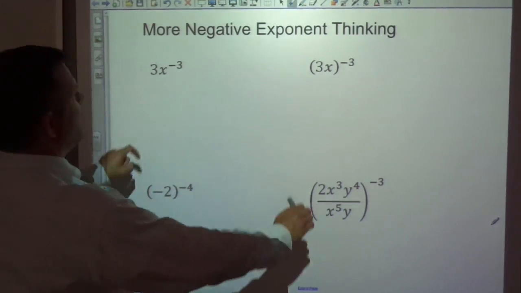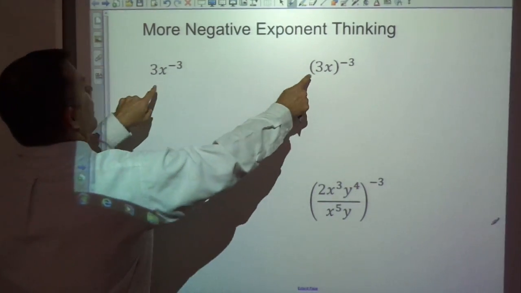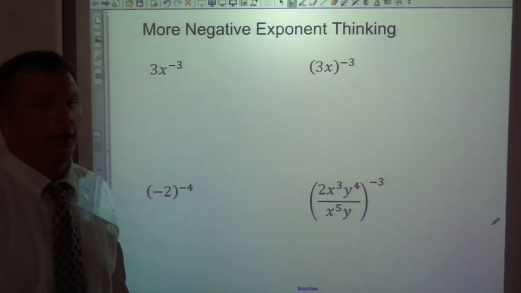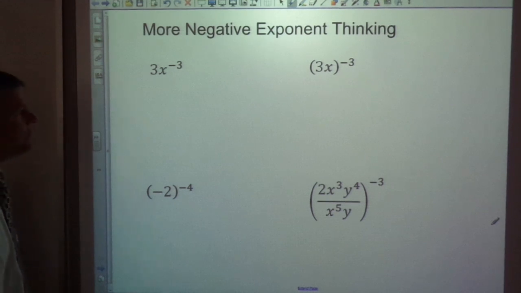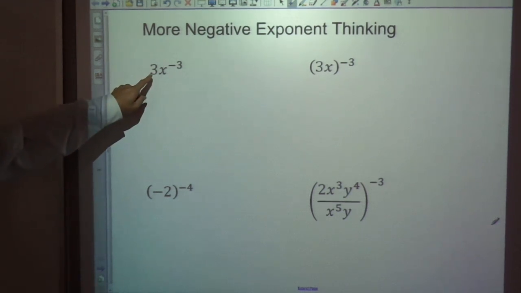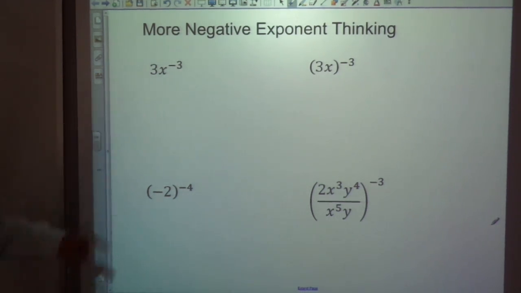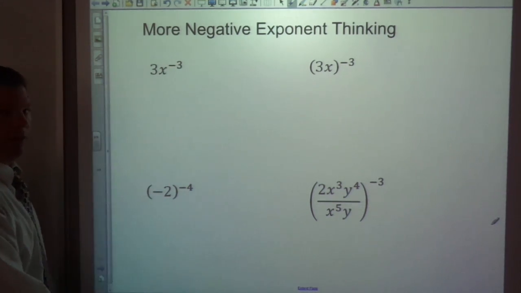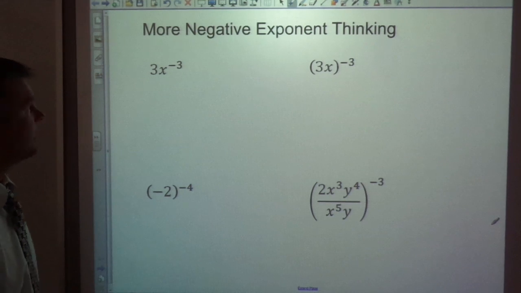The first thing is looking at the difference between these two problems. They look almost identical, but there's a slight change, and that is the parentheses. So how do the parentheses change the problem, and what difference does it make? In reality, it makes a huge difference. In this problem, this says 3 times x to the negative third power. The 3 is not being raised to the negative third power, only the x's.